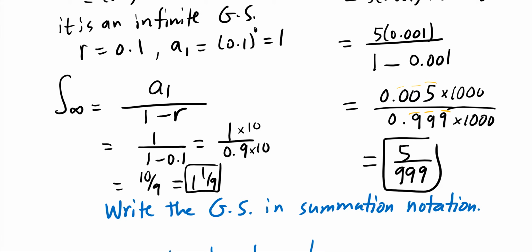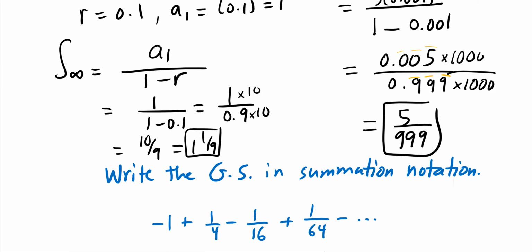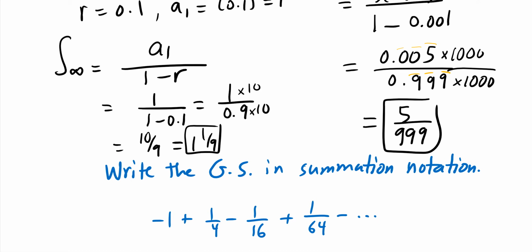Next one, write the geometric series in summation notation. So they give us this one, -1 plus 1/4 minus 1/16, and so on and so forth. So that's an infinite geometric series. It starts with -1, that's A1, and so A1 here is -1. They're multiplying every time by -1/4, and they told us it's a geometric, and we know that.